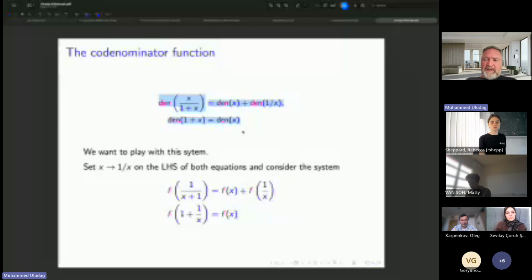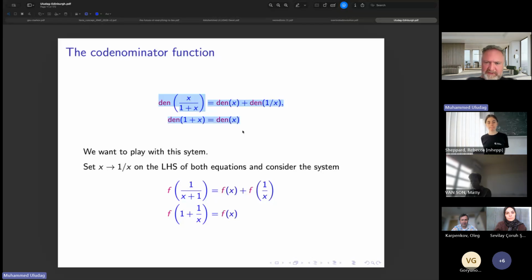Well, we have a system of functional equations, and we are mathematicians. What do we do? We play with such equations. So let's play. I'm going to substitute 1 over x on the left-hand side here, and 1 over x on the left-hand side here also. This gives a system of functional equations. f of 1 over 1 plus x equals f of x plus f of 1 over x. And f of 1 plus 1 over x equals f of x, if you substitute here.